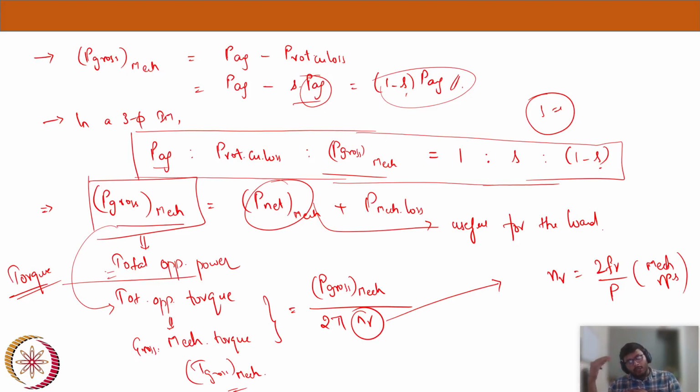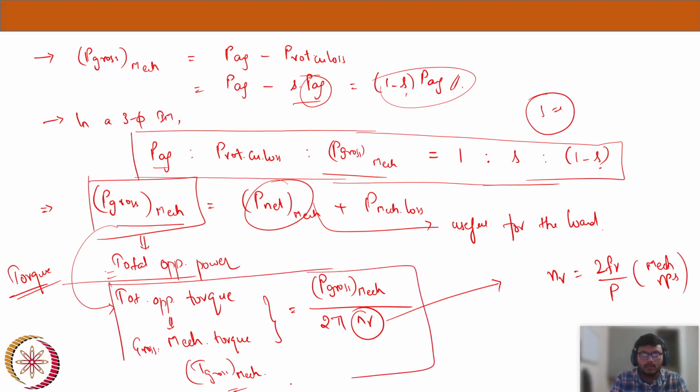Even after removing all core losses, copper losses, and rotational losses, the mechanical losses, the output power available at the shaft, the total useful power, is called the net power or the shaft power. The torque corresponding to that power we call the shaft torque, that is the output torque. So it is 2 pi nr. This is another important formula.